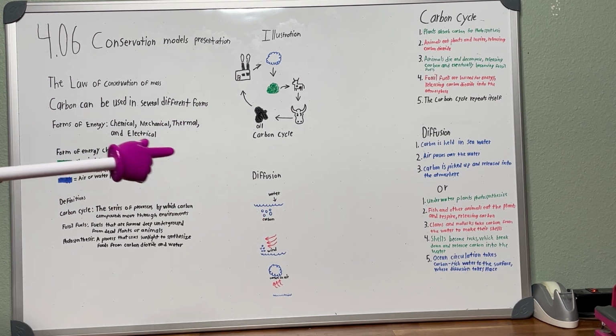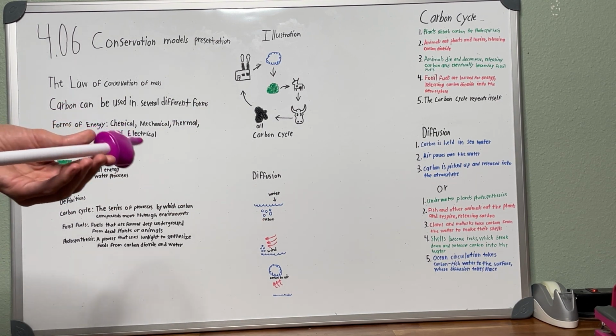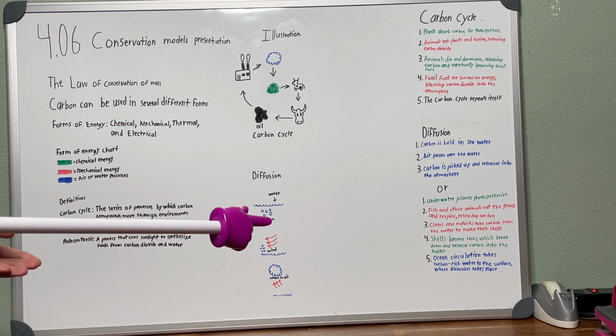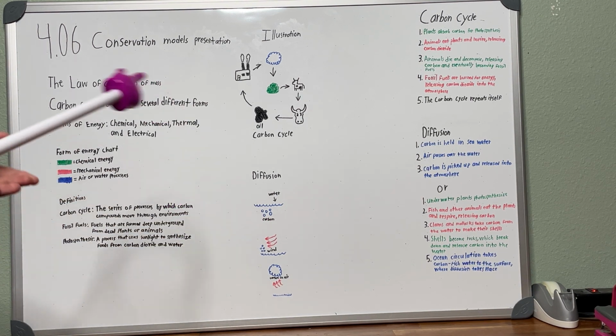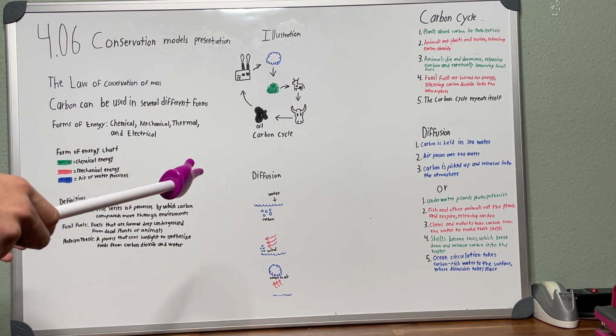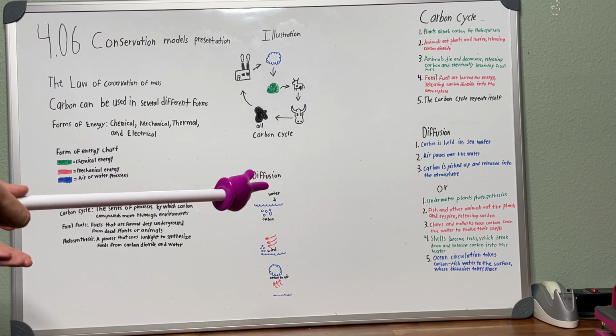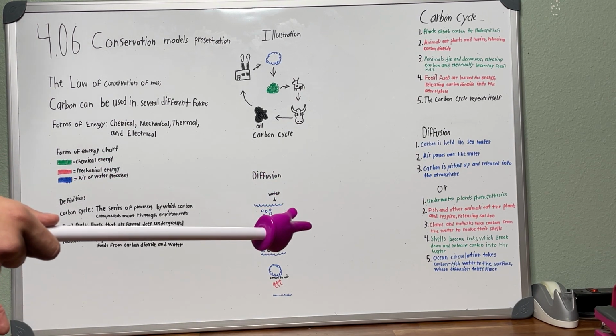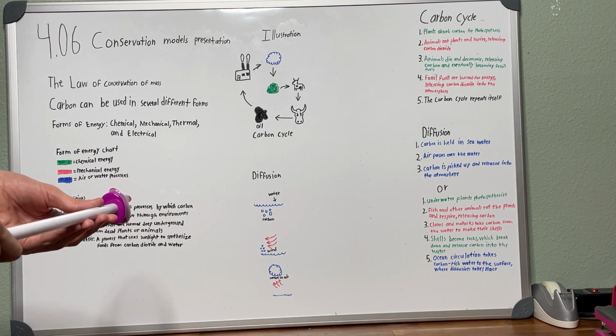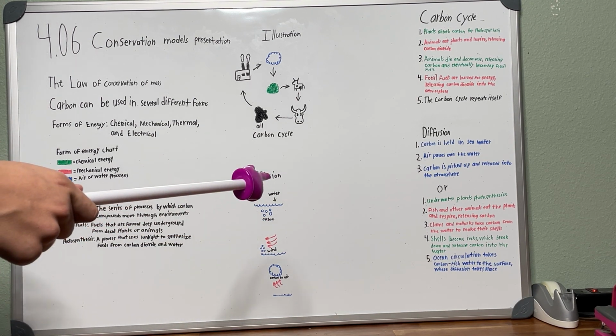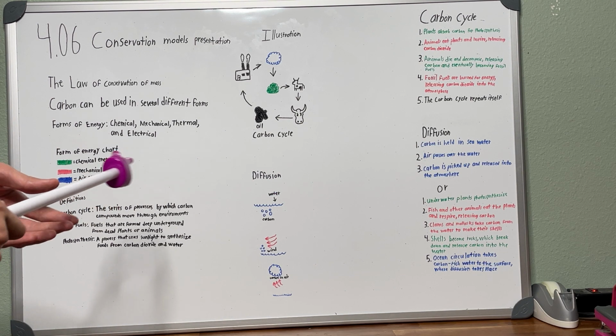Another way that this happens is when underwater plants photosynthesize. Then fish and other animals eat the plants and respire, releasing carbon into the water. Clams and mollusks take carbon from the water to make their own shells, which then break down and become rocks, which then break down and release carbon into the water.